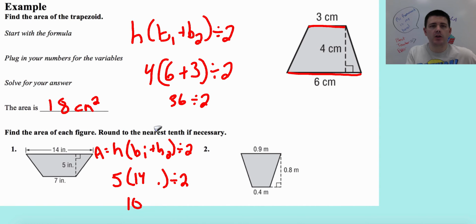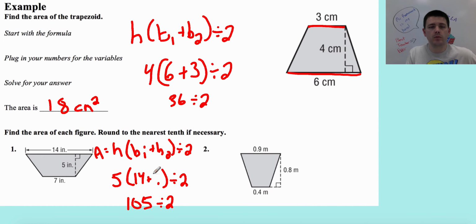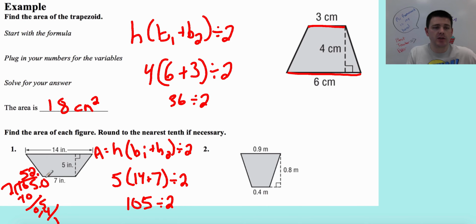Sorry about that. Not sure why I'm making so many mistakes here. 105 divided by 2, I might have to do a quick little division problem. 2 goes into 10 5 times. Bring down my 5. 2 goes into 5 2 times, which gives me 4. I'm still left with 1. So I got to add my decimal and my 0 so I can keep dividing. 2 goes into 10 5 times, and now I'm finally done. So I get an area of 52.5. I'm dealing in inches, so inches squared.